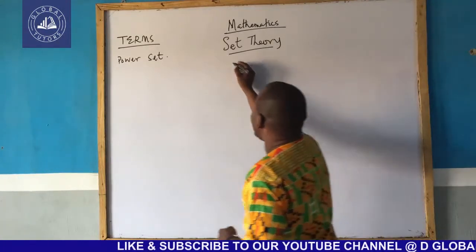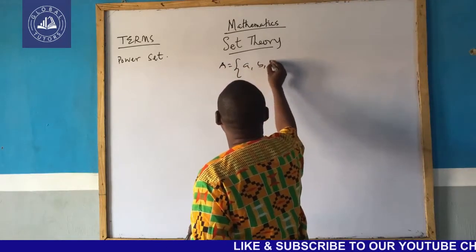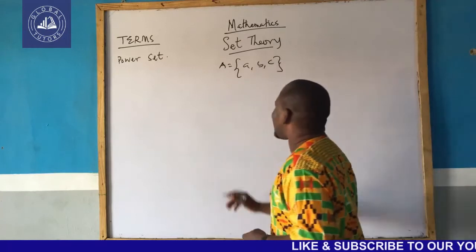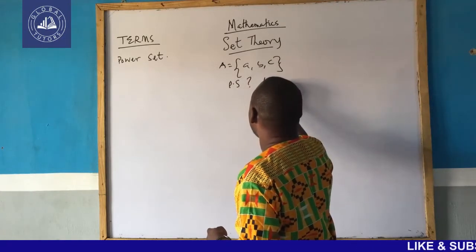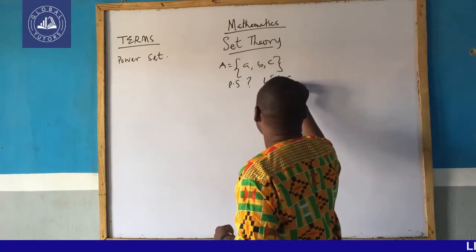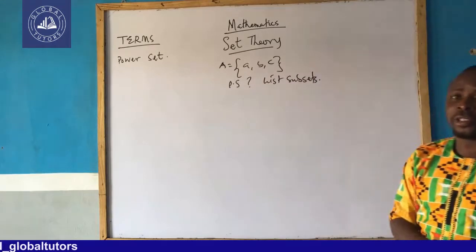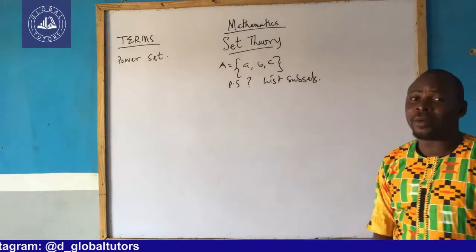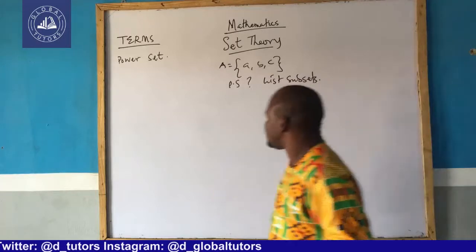I said, if set A is {A, B, C}, I ask you to calculate the power set, then I ask you to list the subsets. If you are able to do it, congratulations. For those that are unable to solve this, I will run through the solution quickly.